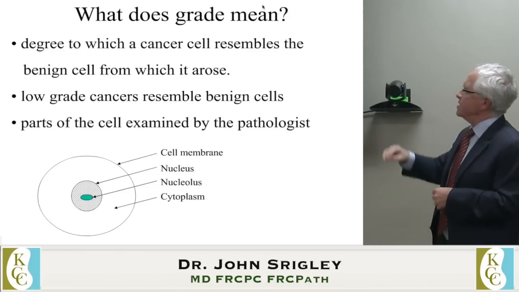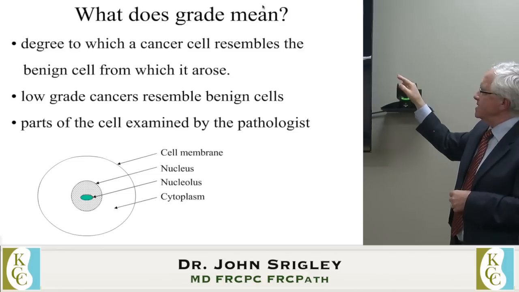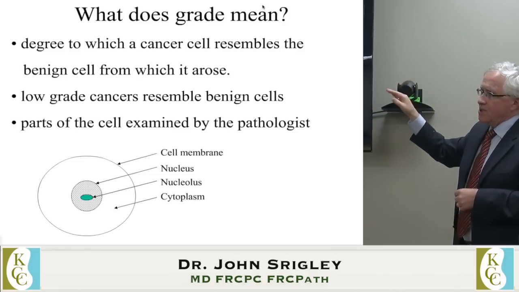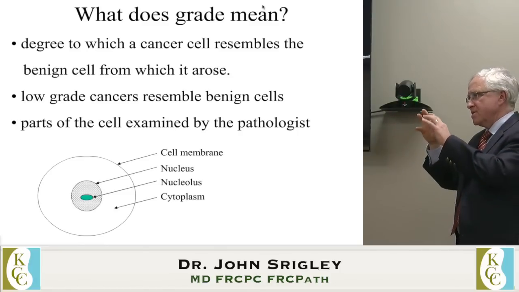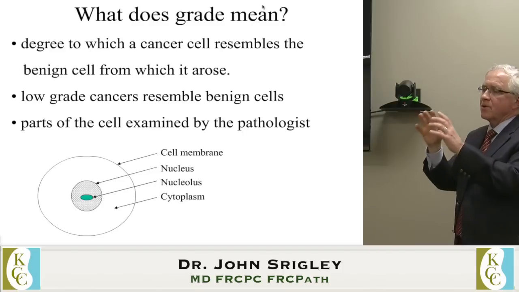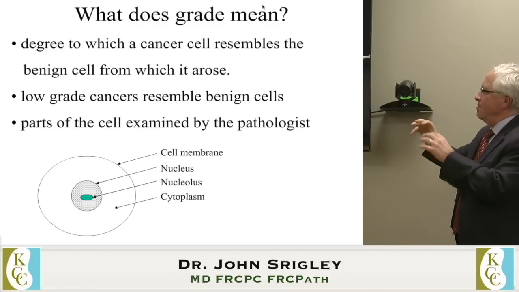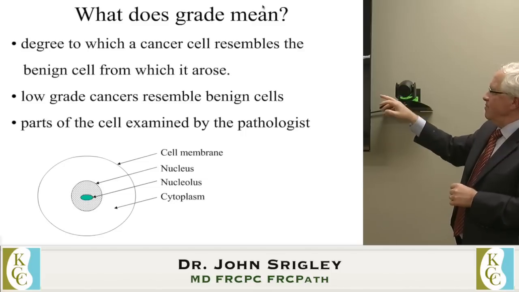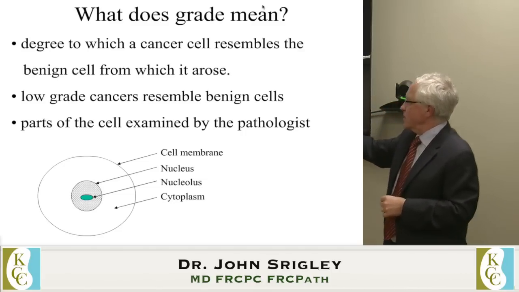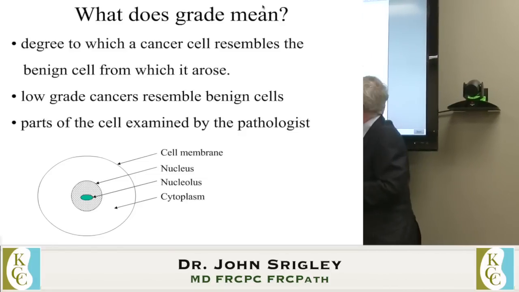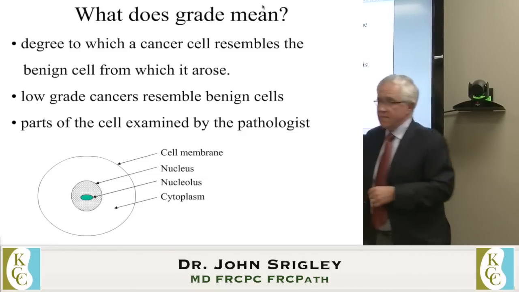So the grade of a tumor is the degree to which the cancer cell resembles benign cells from which it arises. The low-grade cancers, the more indolent cancers, tend to have cells and nuclei that look very much like the normal cells and nuclei, whereas the more aggressive cancers tend to be more disorganized. This picture on the bottom shows the cell membrane, a nucleus, a structure in here called the nucleolus, and the cytoplasm.